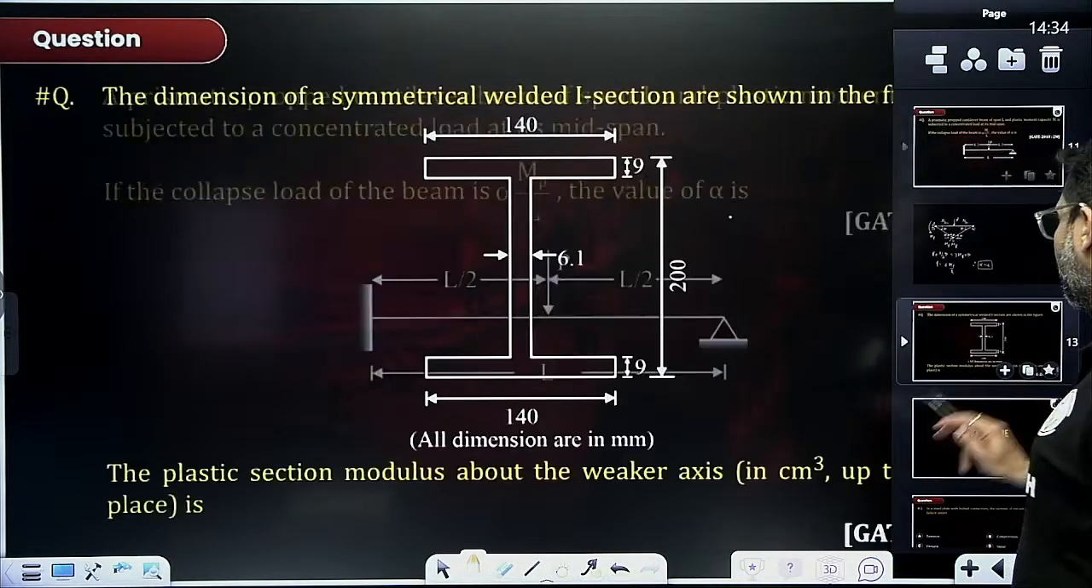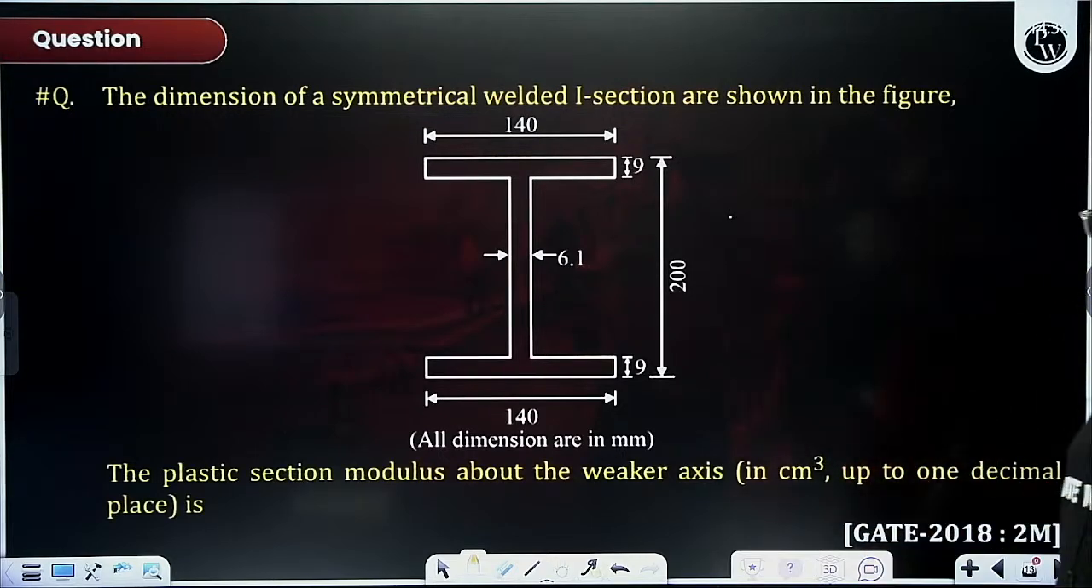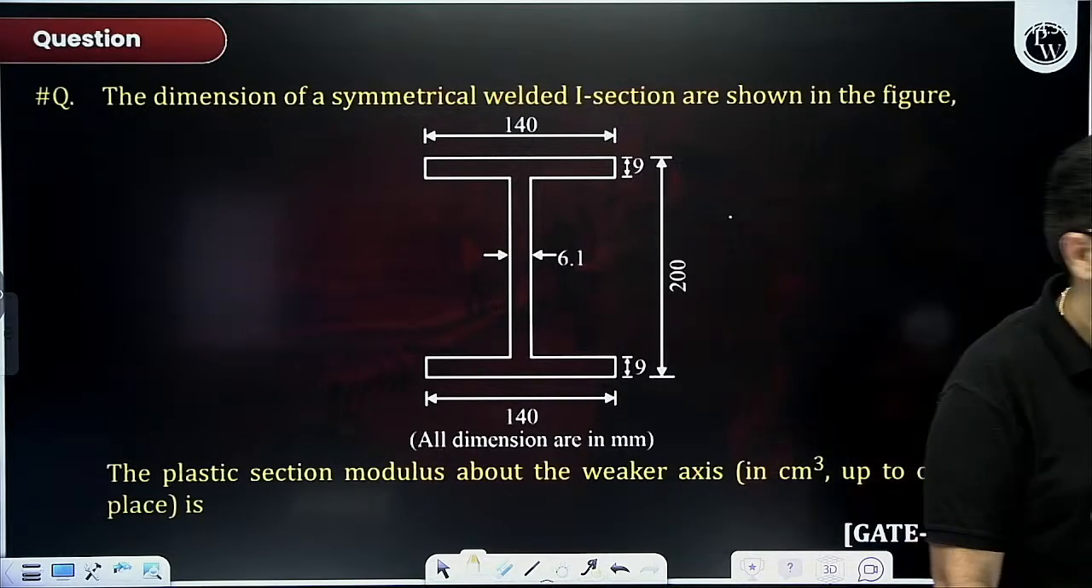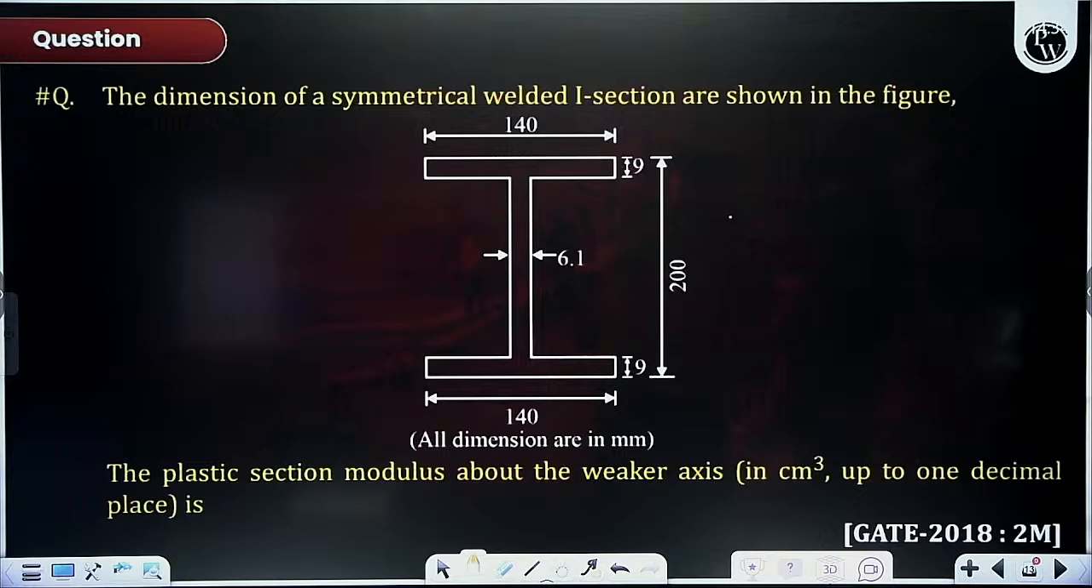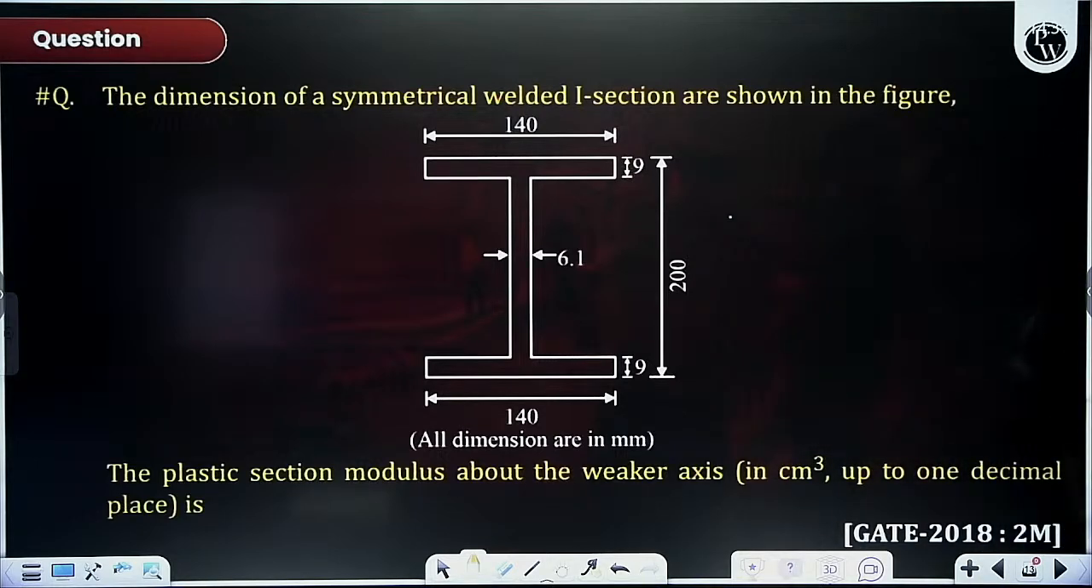One last question on plastic analysis, then we will see the rest of the part. Solve this question as well. You have to find out the plastic section modulus up to 1 decimal place about the weaker axis. All dimensions are in mm here. It is mentioned also. And you have to find out ZP in centimeter cube. Try to solve everything now.